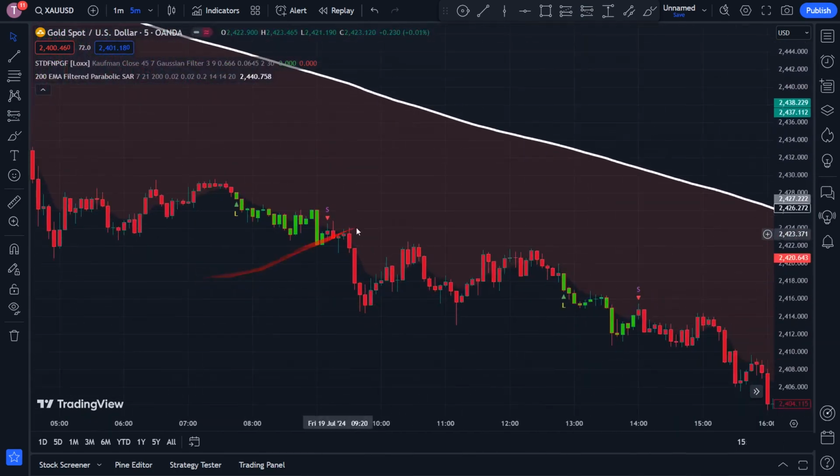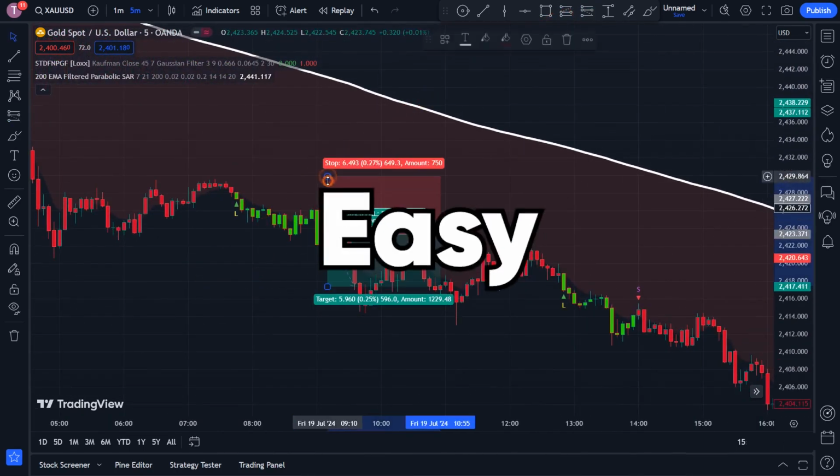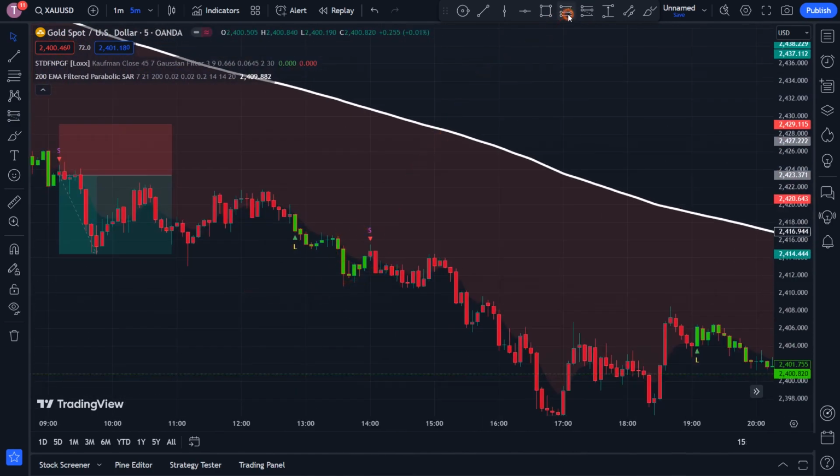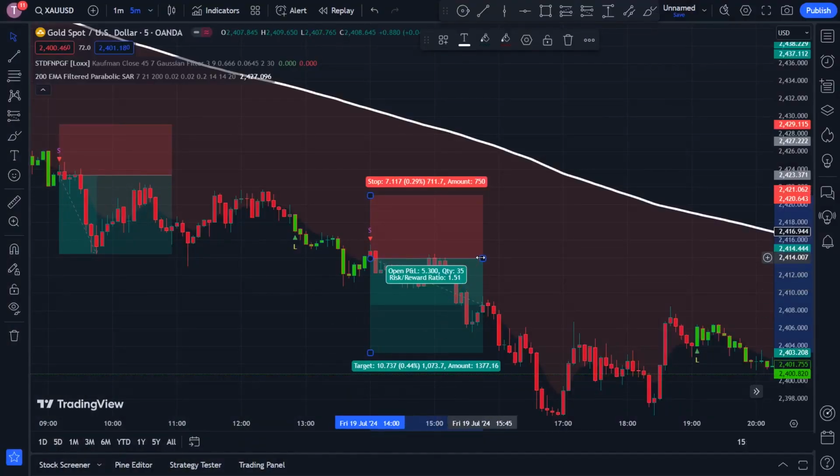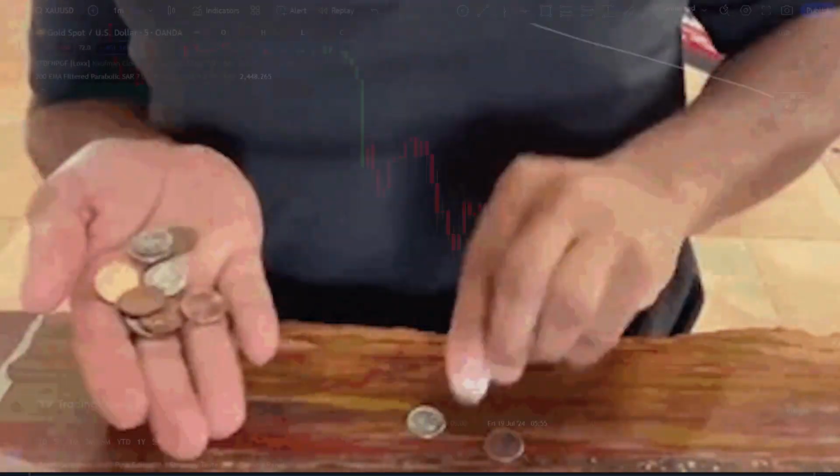As you can see, working with this strategy is very easy and simple, and by using this strategy, you can make good profits. You just need to be careful and follow the rules of money management correctly.